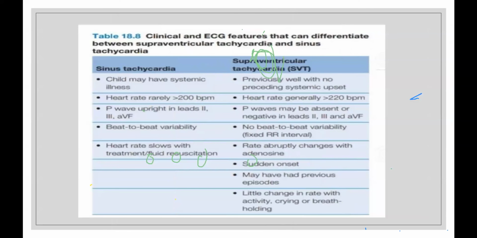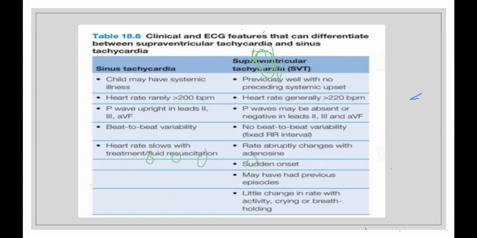So this is a very good chart taken from your SOP book. The how you're going to differentiate between sinus tachycardia and SVT. So if you see the sinus, the heart rate never goes beyond 200, whether the child is there. But if it is going beyond 200, you should be alarming, okay? And in SVT, the heart rate is more than 220, ठीक है?